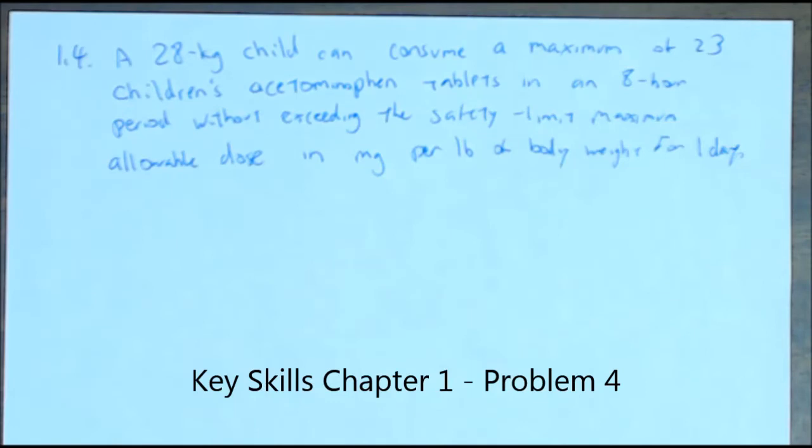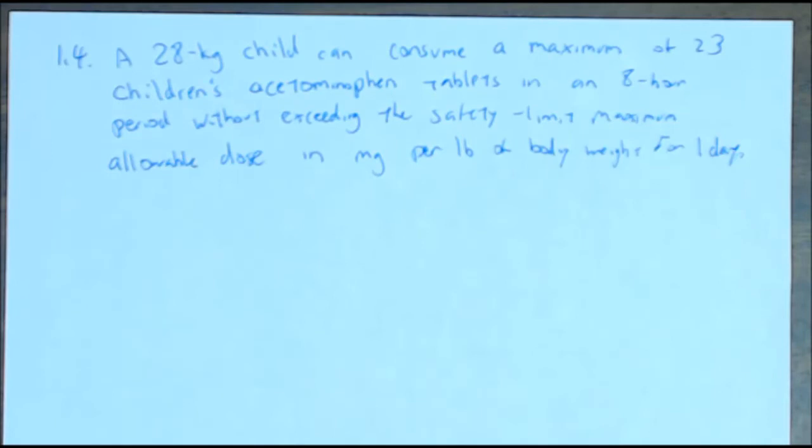Our last problem here is a little bit of a poser because it's worded in a very cumbersome manner, right? What it states is that a 28-gram child can consume a maximum of 23 children's acetaminophen tablets in an 8-hour period without exceeding the safety limit maximum allowable dose in milligrams per pound of body weight. Okay. Given that each child's tablet contains 80 milligrams of acetaminophen, determine the maximum allowable dose in body weight for 1 day. Okay.